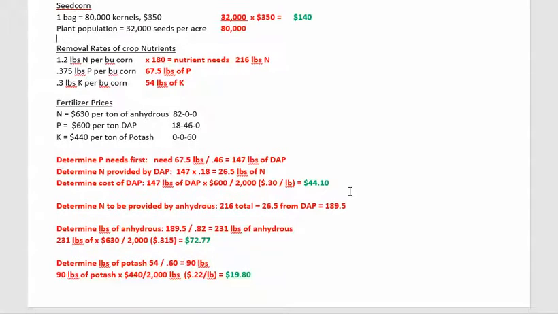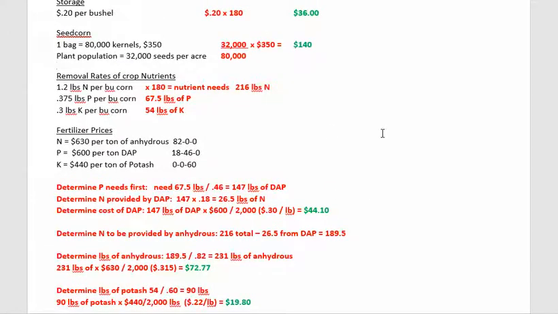Now, probably the trickiest part of all is our fertilization calculations. What we're going to do here, first of all, I give you the removal rates of crop nutrients, and what that means is if we have an optimum soil test, we need to fertilize 1.2 pounds of N per bushel of corn that we plan on harvesting, 0.375 pounds of phosphorus per bushel of corn produced, 0.3 pounds of potassium per bushel of corn produced. So we just take each one of those nutrients times 180, gives us the total pounds of N, P, and K that we need.